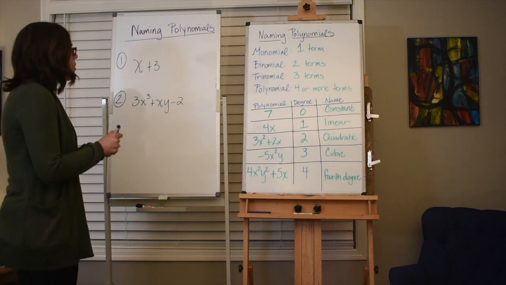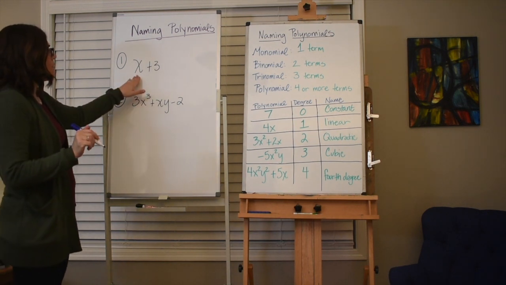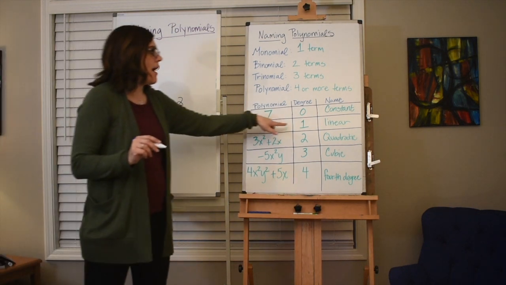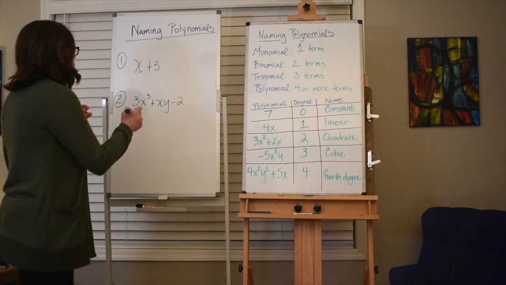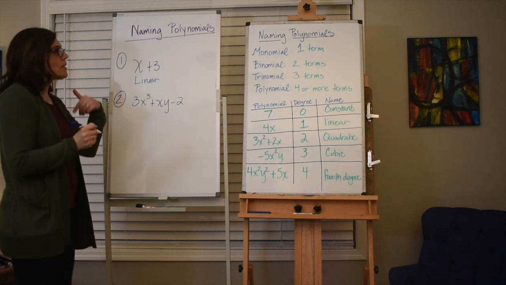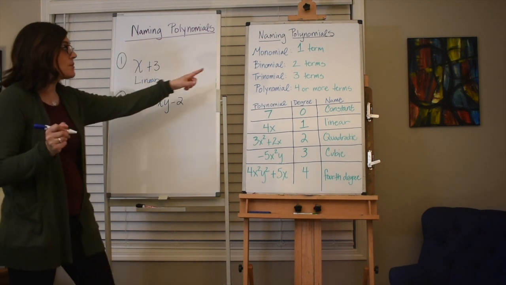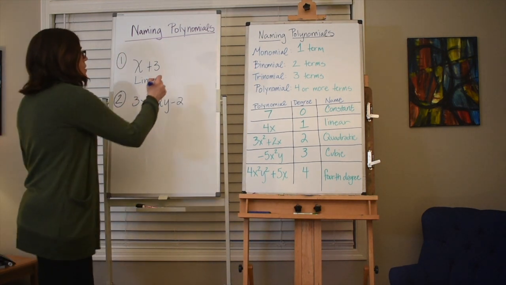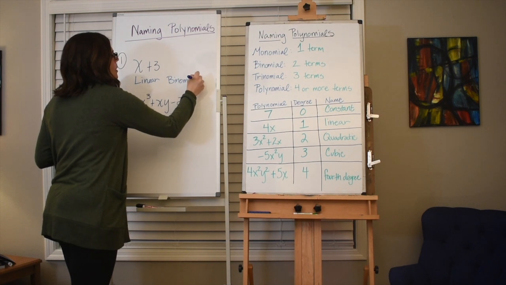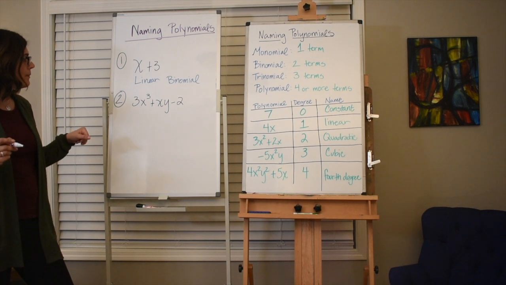Okay, so for this first one, we always start with the degree. So if I look at my variable, it's x raised to the first power. So that makes it a linear, that's part 1. And then I have to look at how many terms do I have? Well, I have one term and another term, so I have 2 terms. So it's a linear binomial. Linear binomial.